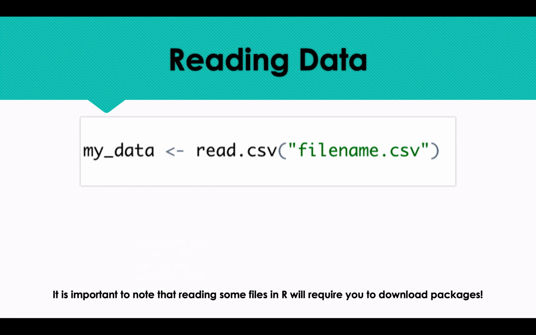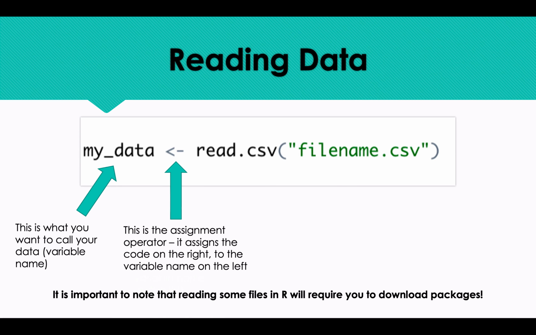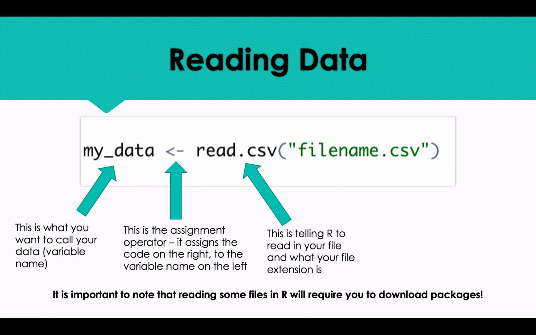Then, if you're using your own data, you will need to read it in. And you can do that by using the following piece of code. So my data is what you want to call your data. In other words, it's your variable name. The arrow is an assignment operator. It assigns the code on the right to the variable name on the left. Then you want to tell R to read in your file and what your file extension is. So in this case, it's a CSV file. And finally, this is what your data file is called.